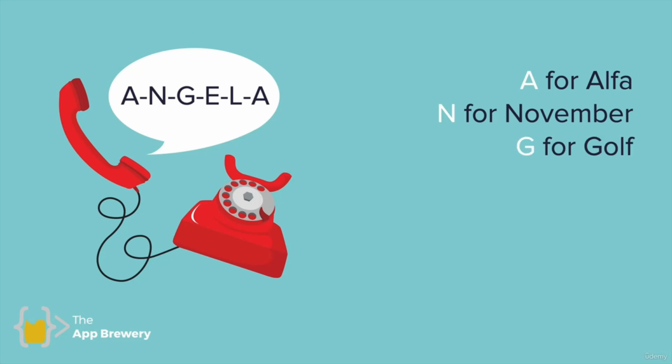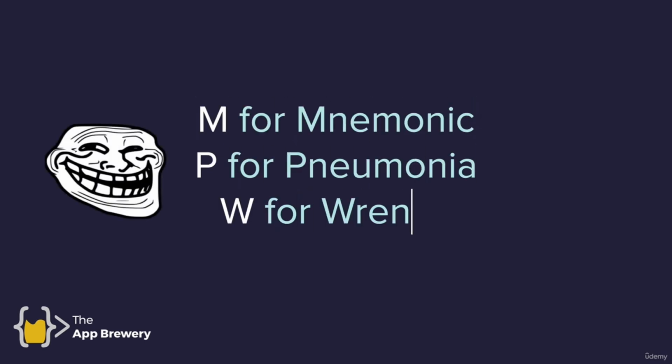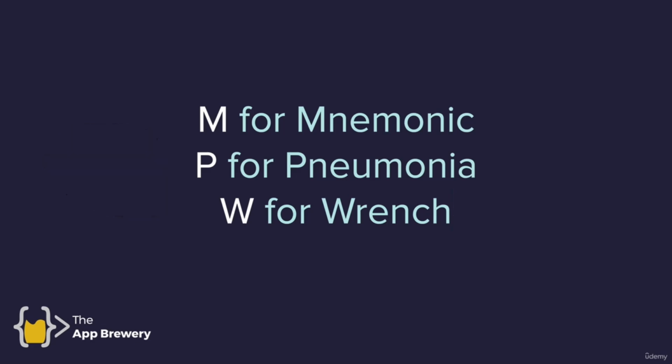In these cases, often I have to sort of default to some sort of naval alphabet, where I say A is for Alpha, N for November, G for Golf, and then at some point I forget what E stands for. I'm like, E for elephant? And there have been times where I've just completely taken the mick and said things like M for mnemonic, P for pneumonia, W for wrench, which doesn't make any sense at all because these are silent letters. And I've had some very angry people, but it was quite fun.